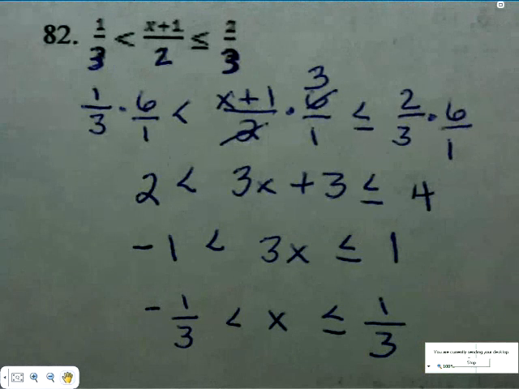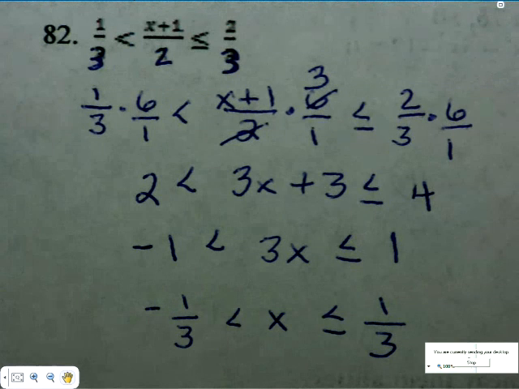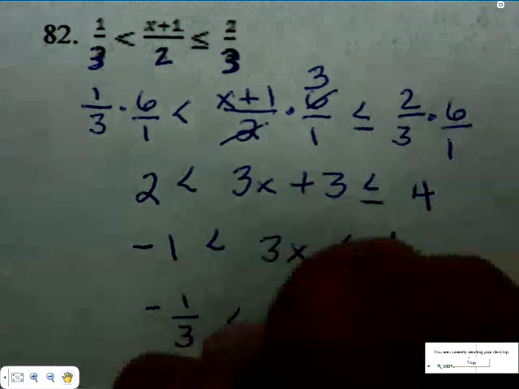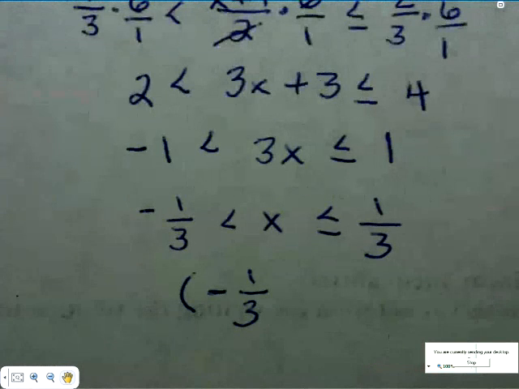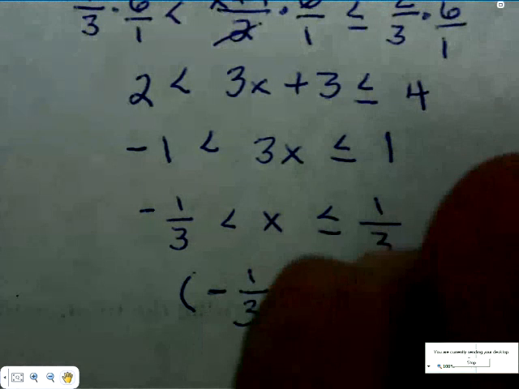On your paper, did one of those have the equal to and one didn't? Okay. You put a parenthesis on the -1/3 because it's not included, and the bracket on the +1/3 because it is included.